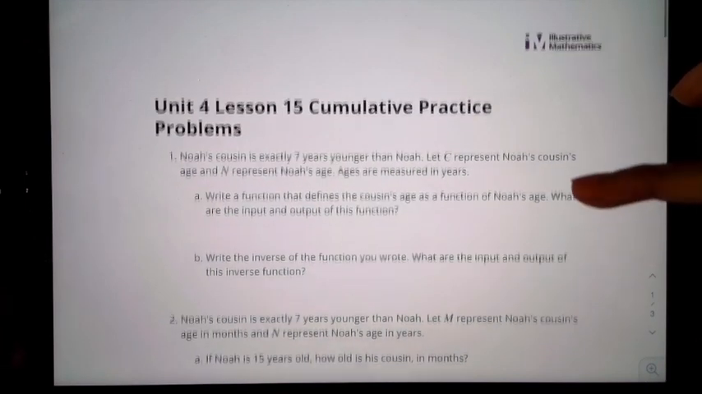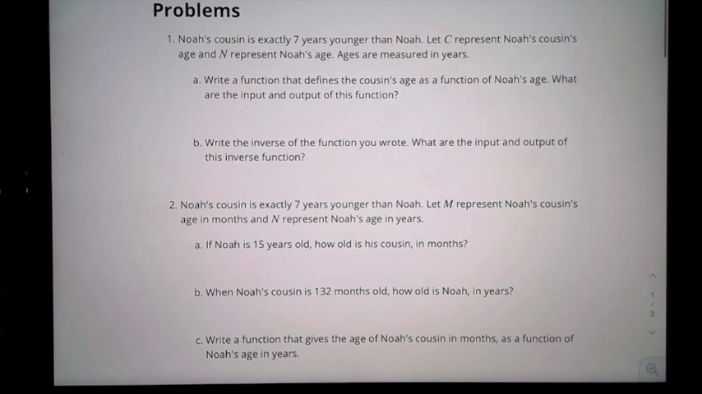So this one is your today's work. It's number 1 and 2: you set up the equation and you get the inverse function of that. So let's try number 1 together.